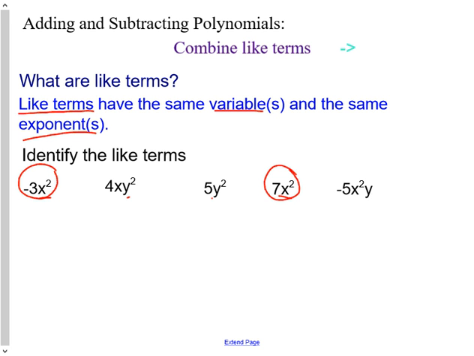Now looking at what we have left, xy squared here, y squared here, x squared y there. Neither of those are like because this has x to the 1, y squared, and this one on the end is x squared, y to the 1. Flip them. So the rest of them are not like terms, right? Just negative 3x squared and 7x squared.